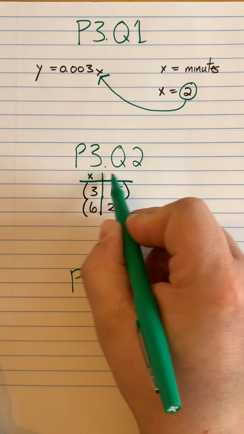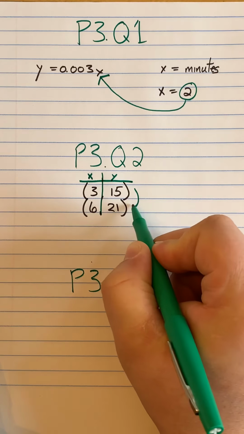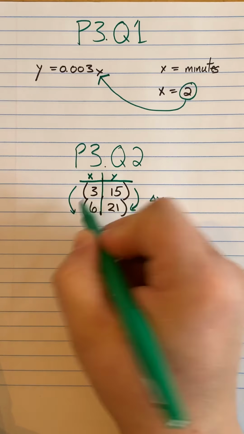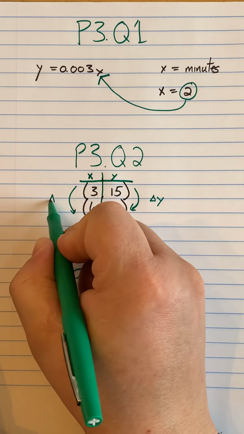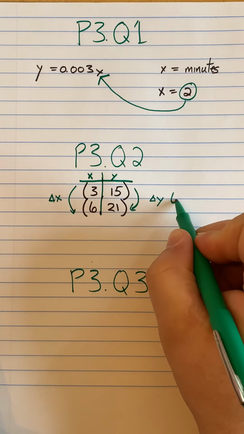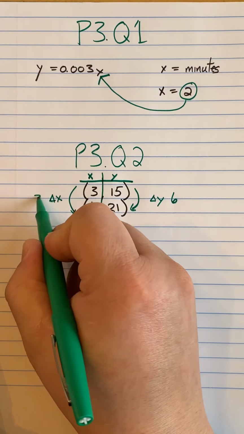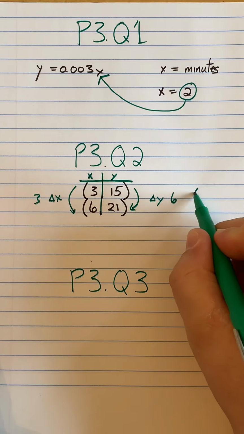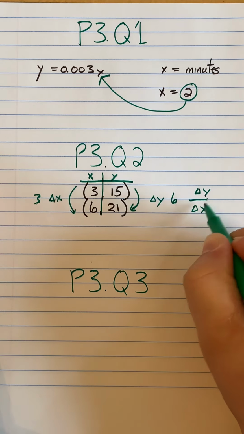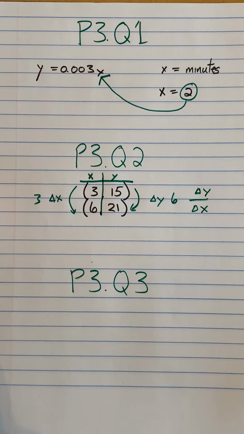And x and y. And so what is our change in y? And what is our change in x, right? Well, here from 15 to 21 would be 6, and from 3 up to 6 would be 3. All right, so then we have to simply find out what is our change in y over change in x.